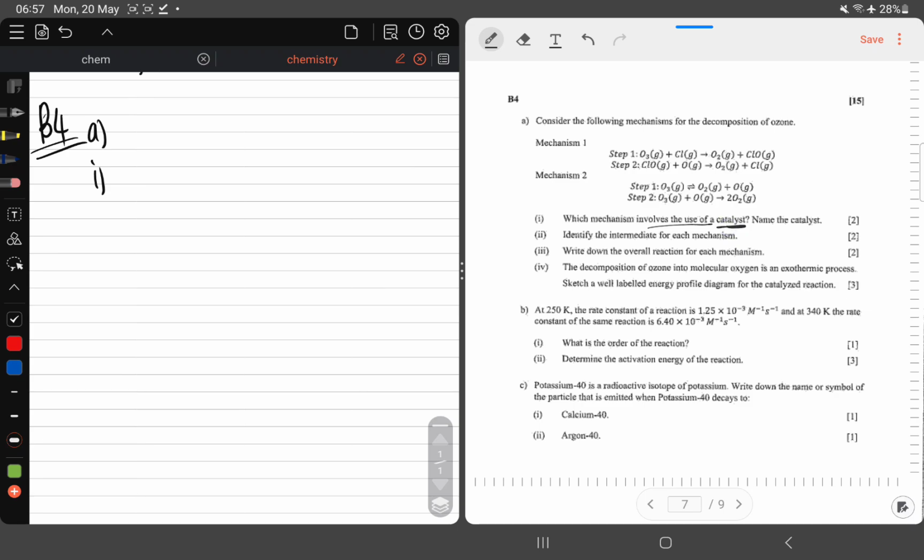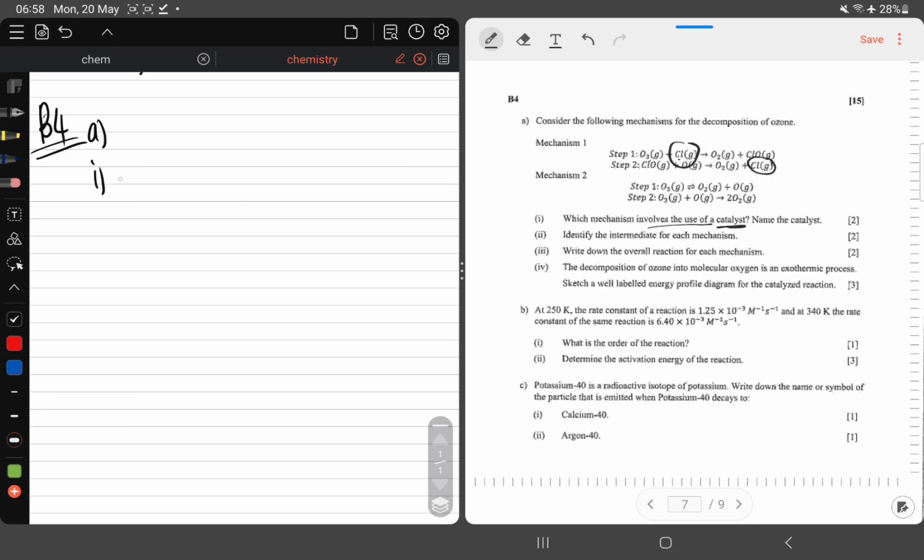So we know that a catalyst is going to appear as a reactant and then as a product. Okay, so it's there at the start and there at the end to show you that it wasn't part of the reaction. So we look for something at the start. O3, is it there at the end? No. Cl, is it there at the end? Yes. So Cl is a catalyst.